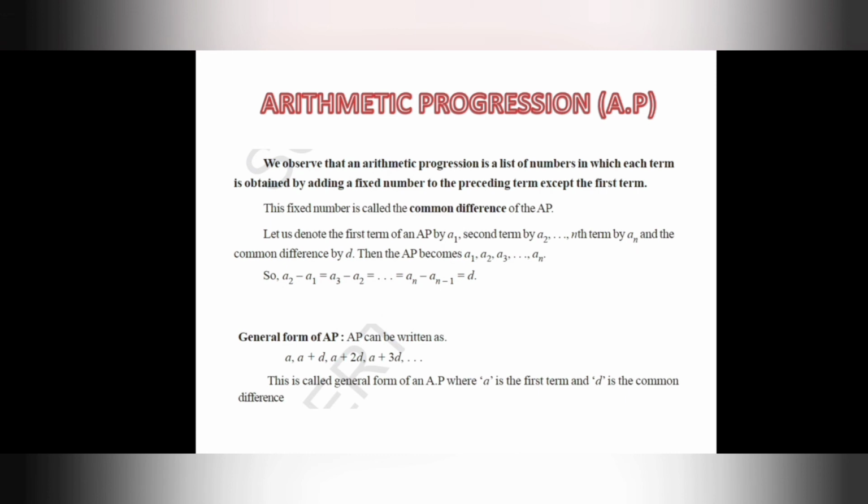So let's see the general form of arithmetic progression. An arithmetic progression is a list of numbers in which each term is obtained by adding a fixed number to the preceding term except the first term. The first term is represented by a1, the second by a2, the nth term by an, and the general form can be written as a, a plus d, a plus 2d, a plus 3d, and so on.